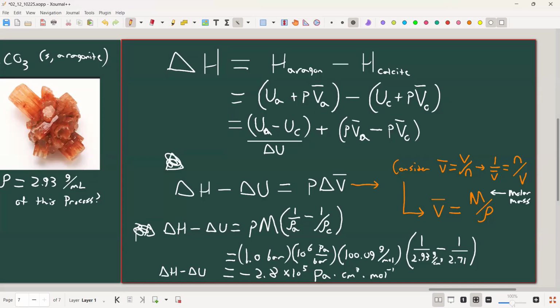So this should be some sort of energy per mole, right? But remember that energy in SI units is joules. That's pascals times meters cubed. So we're off by a factor of conversion between centimeters and meters. And so when we convert for that, we get that the difference is negative 0.28 joules per mole.